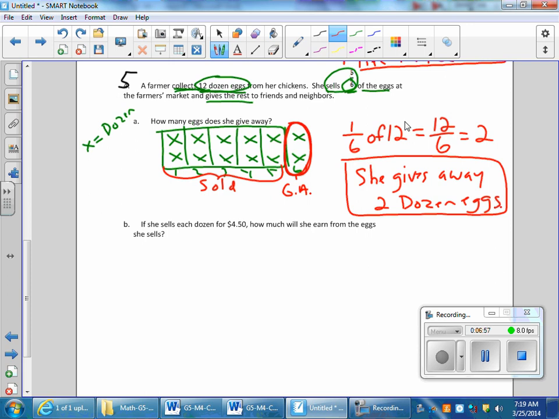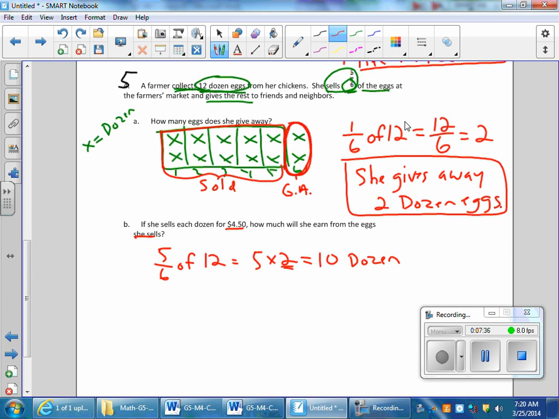Part B. If she sells each dozen for $4.50, how much will she earn from the eggs she sells? Well, I'm looking at part A. The eggs she sells, there are 5/6 of 12, which is the same thing as 1/6 5 times. 1/6 was 2 dozen eggs. So she is selling 10 dozen.